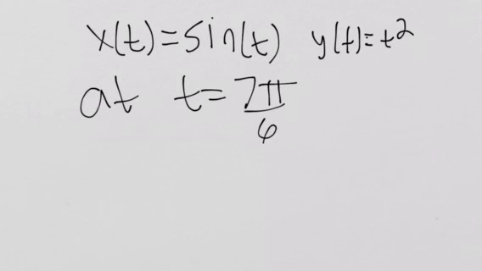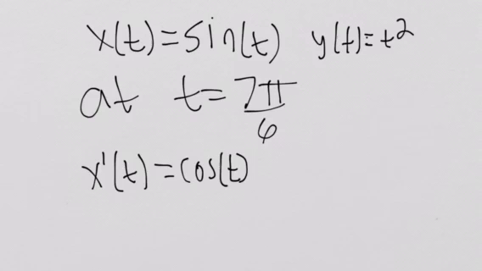Okay, we hope to determine the direction of the object, whether it's moving right or left or up or down, based on the sign of the derivative. So the first step is to find our x prime and y prime. X prime is going to be cosine t, since the derivative of sine is cosine. Y prime is going to be 2t by the power rule.